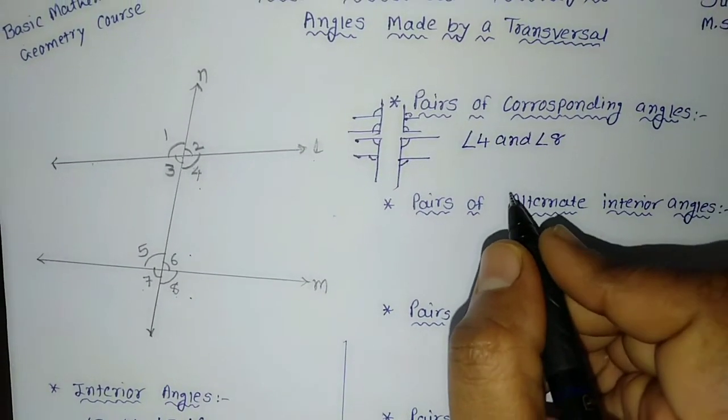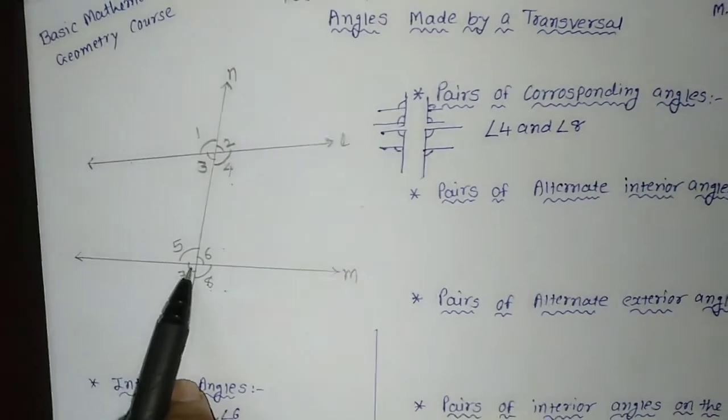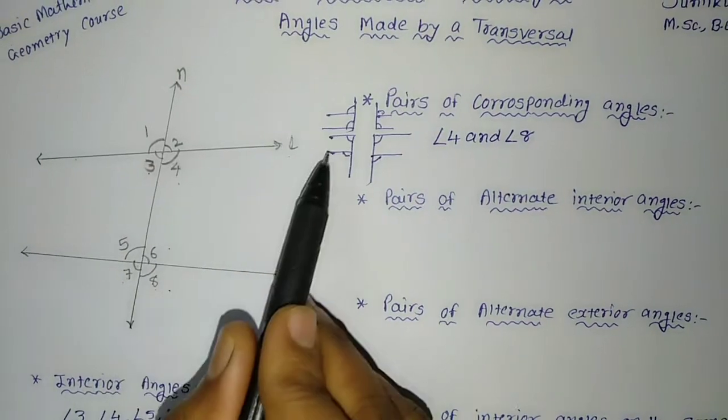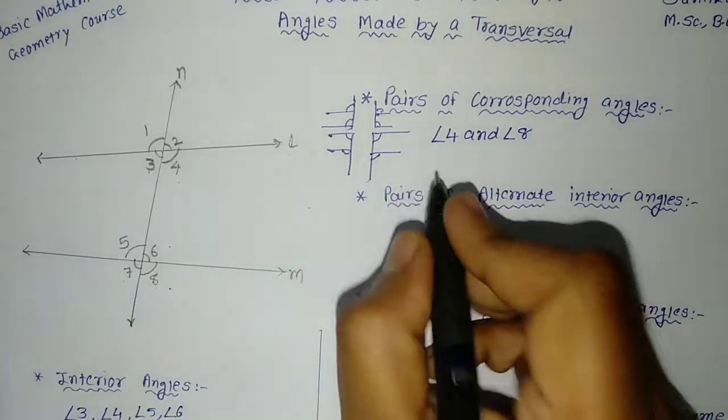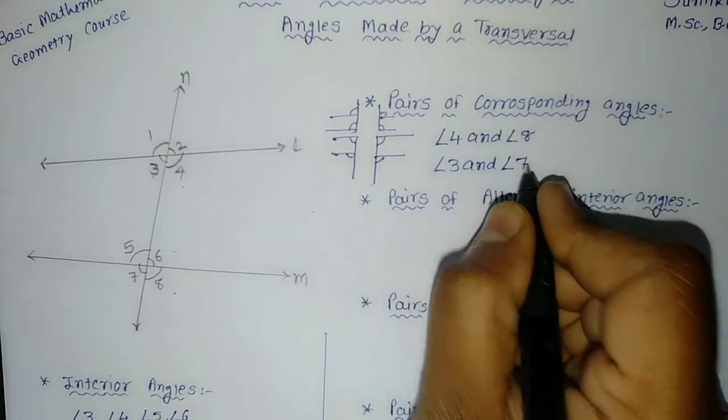Which is the next pair? Again we need to form an F. Here you can see the F is forming. The angle is here, this is 3 and 7. Inside this it is 3 and 7. So it is angle 3 and angle 7.